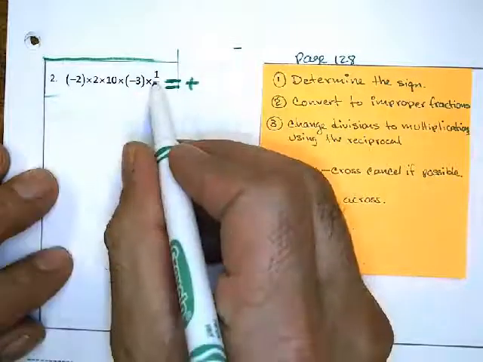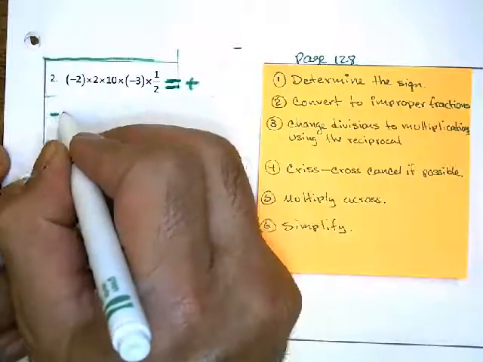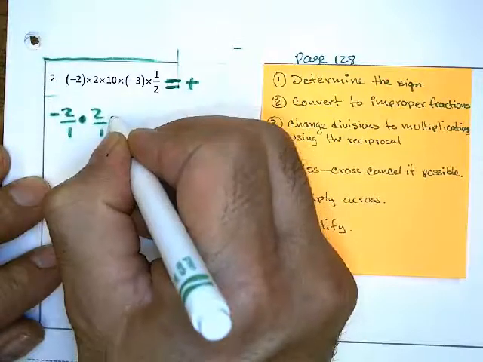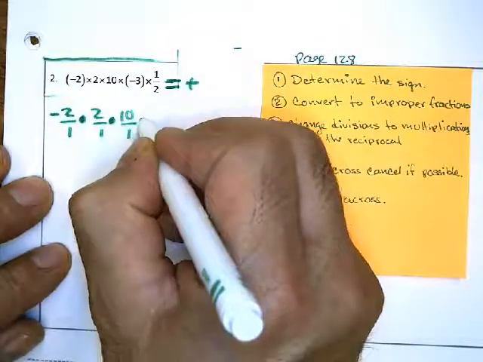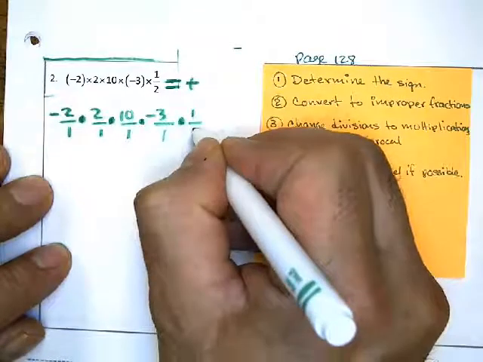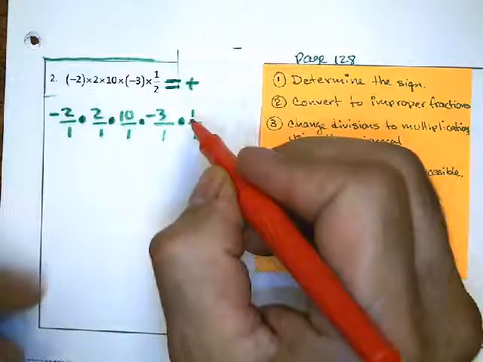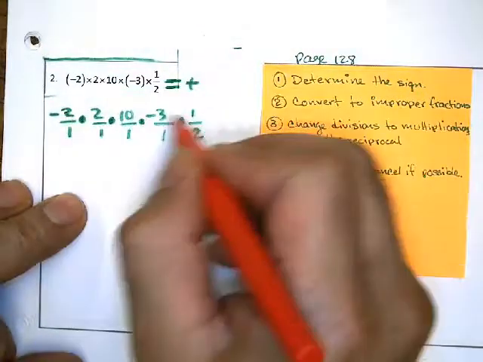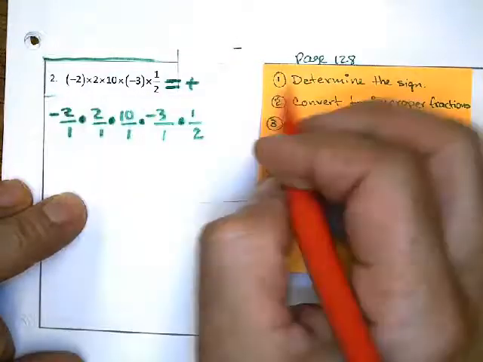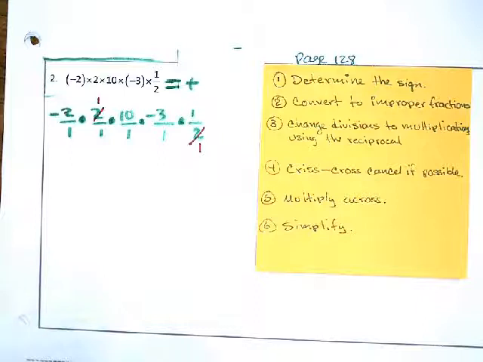All right, so now, since I have a fraction, I'm going to convert everything into fractions. So I have -2/1, my proper fraction, 2/1 times 10/1 times -3/1, and the last one is 1/2. Okay, so now I also noticed that I can crisscross cancel the 2 with any of the even numbers on top. I can crisscross cancel with 10, with 2, or -2. I'm going to do this one with this one just to make it easy.